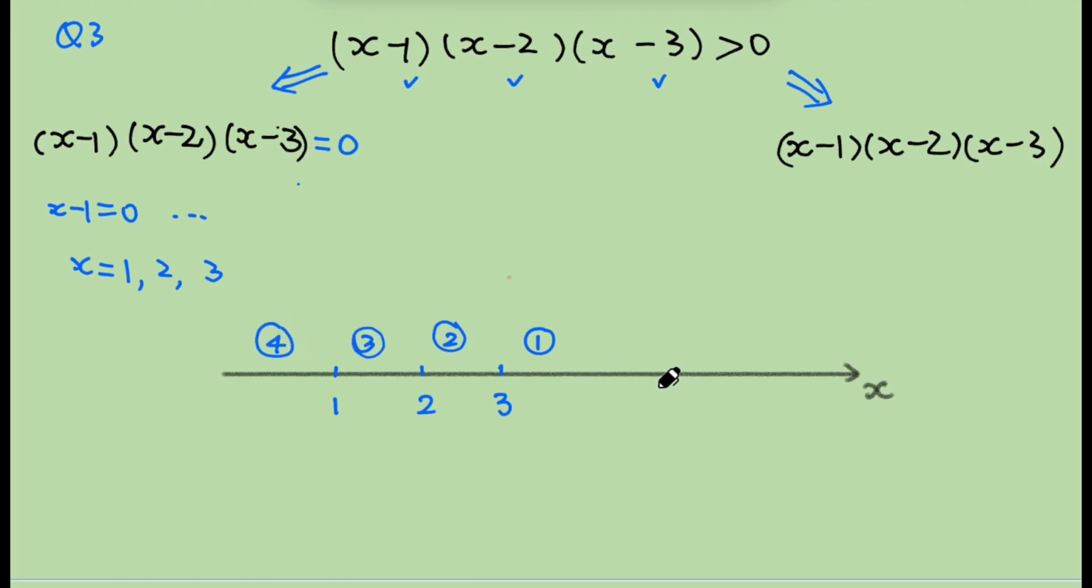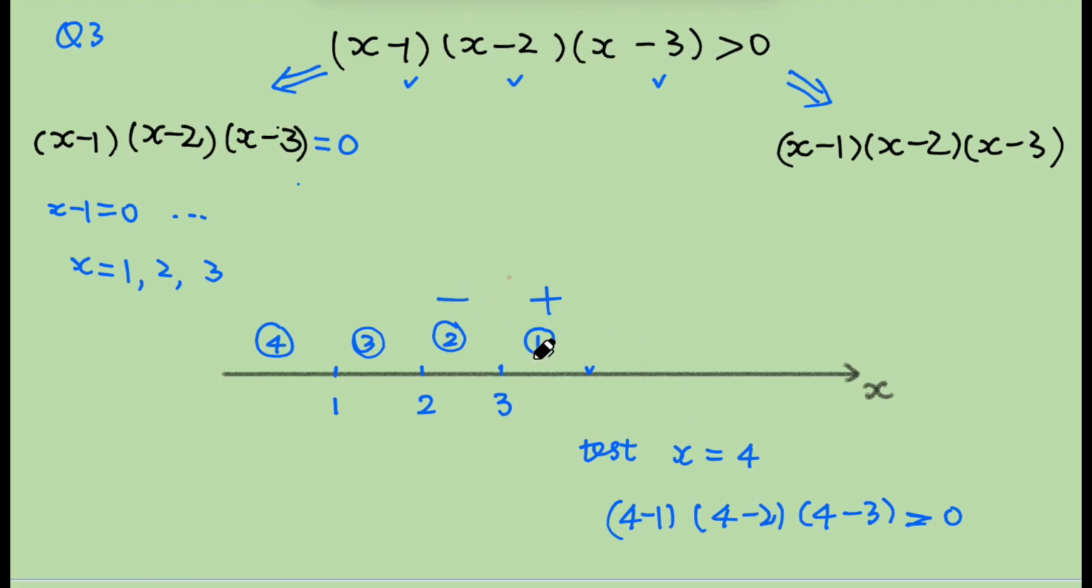Then first we determine the sign of the first section. Similarly, we can select a point in this section. For example, we select x to be 4. Then in the inequality, the first bracket is 4 minus 1, the second is 4 minus 2, and the third one is 4 minus 4. So each one is positive, therefore the final result will be positive. The first section, the sign is positive.